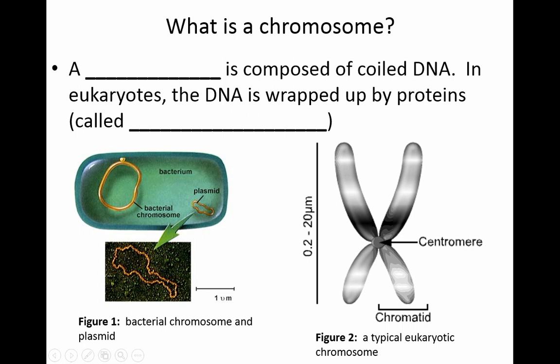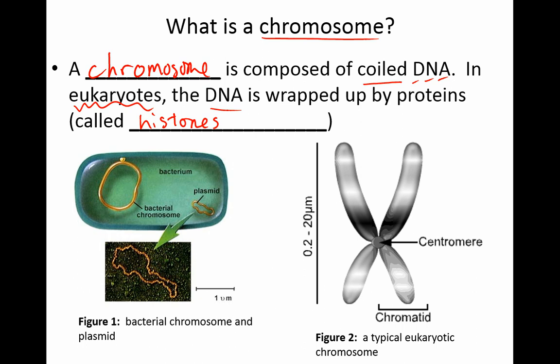All right, welcome back. So in this module, we are going to look a little bit more closely at chromosomes. So you know that the genetic information is contained in these chromosomes. So let's talk about them. A chromosome is composed of coiled DNA. In eukaryotic organisms, the DNA is wrapped up by these proteins that are called histone proteins or histones.